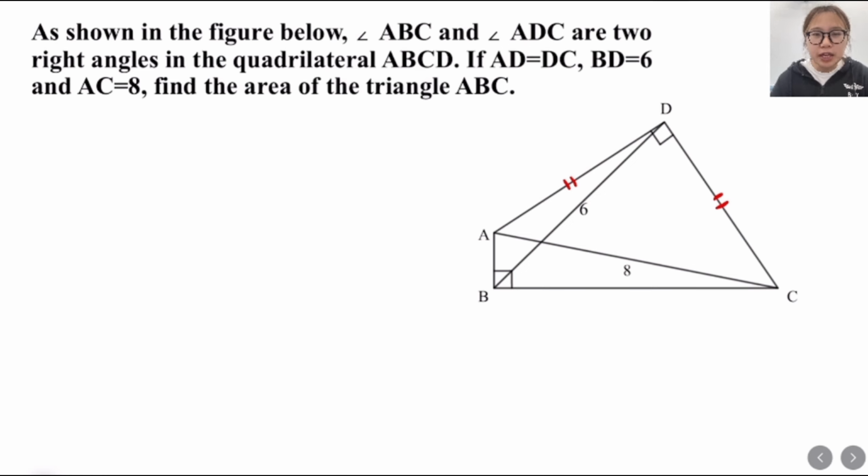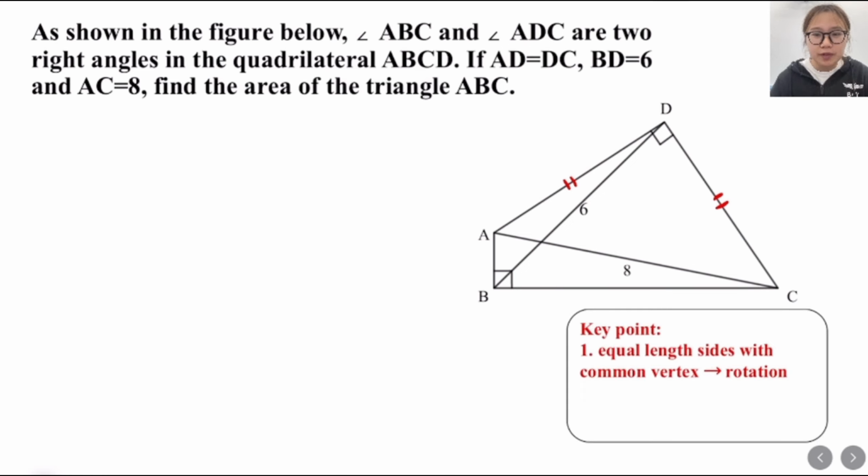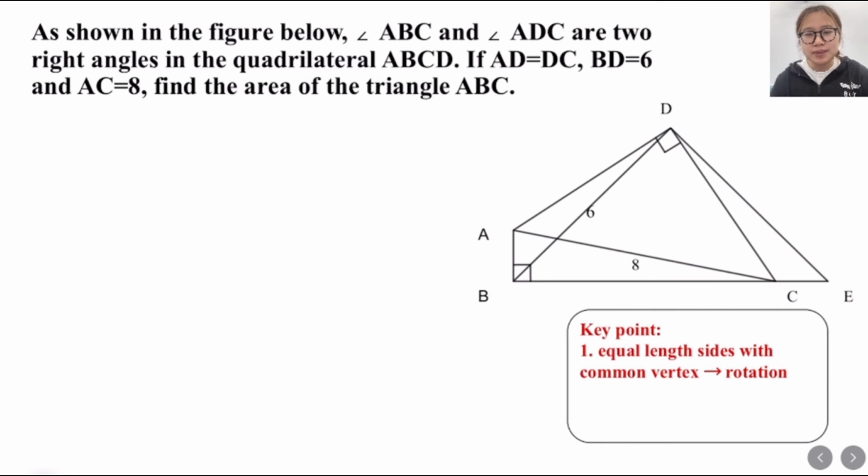Rotation. The key point to this question is that if you see equal length sides with a common vertex, you should think of rotation. Then which triangle should we rotate? The triangle ABD or the triangle BDC? Either is okay. Let's use ABD as an example, and you can try the other one by yourself. We rotate the triangle ABD anti-clockwise until AD overlaps with CD. And then we get a shape like this. Let's keep the marks we made before.